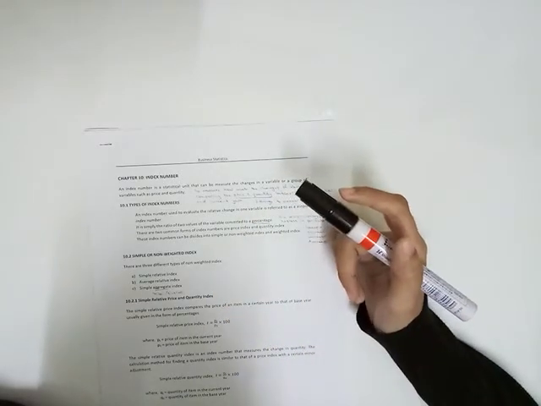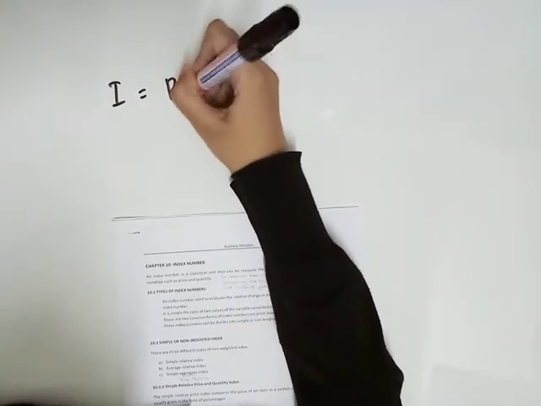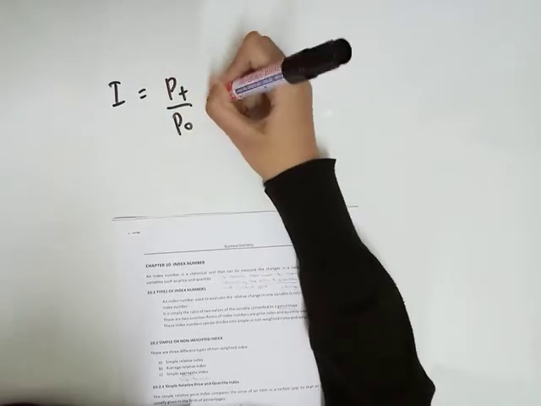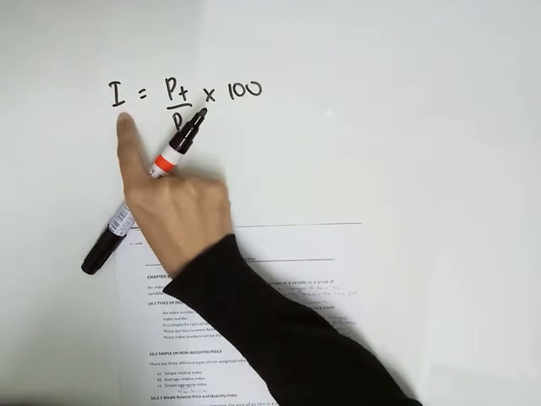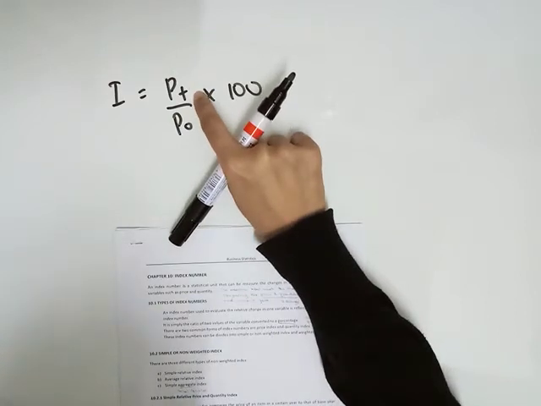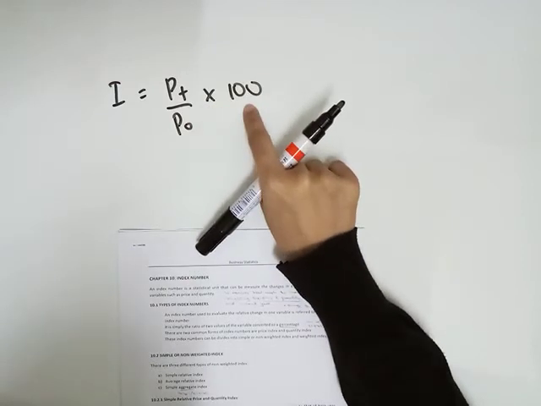First, simple relative price and quantity index. What is simple relative price index? It compares the price of an item in a certain year to that of the base year. So the formula is I equals Pt over P naught times 100. What is I? I is the symbol for index. What is Pt? Price of the current year. P naught, price of the base year. And then we need to multiply by 100. Why? Because we need to express it in percentage.